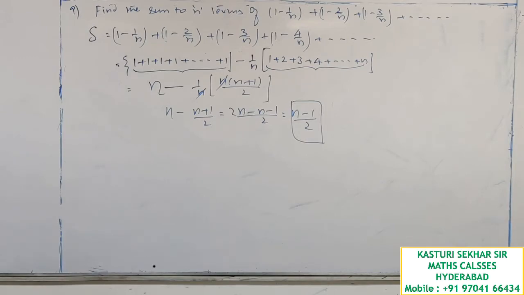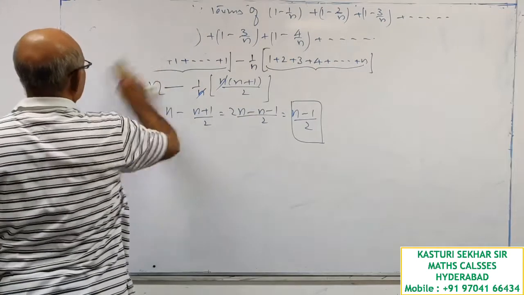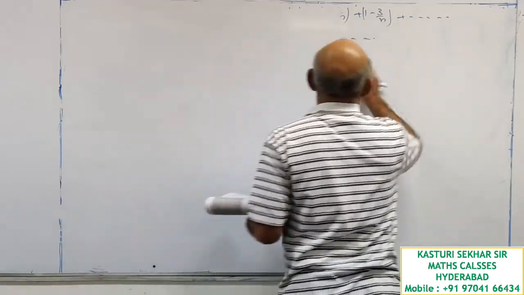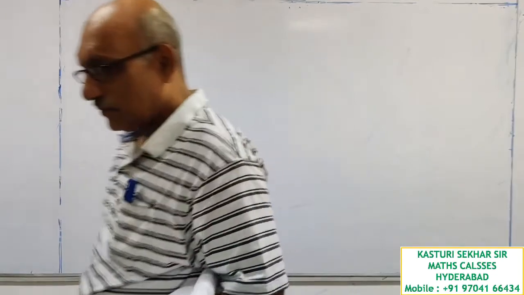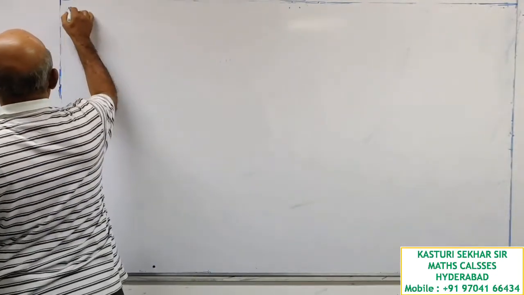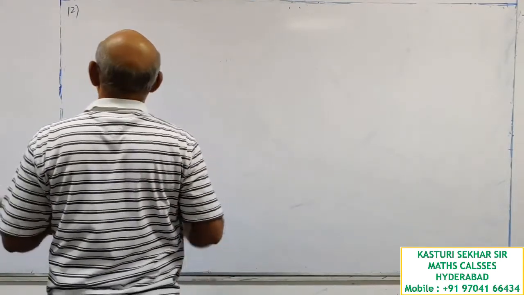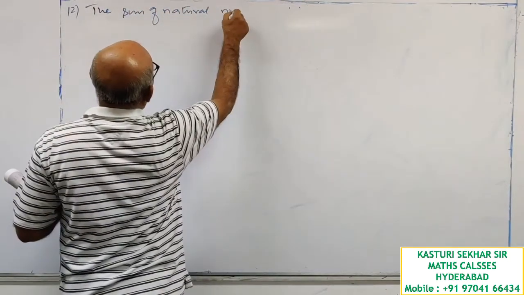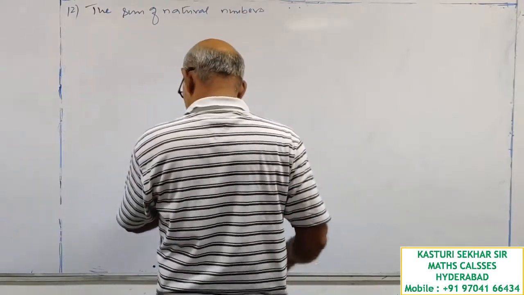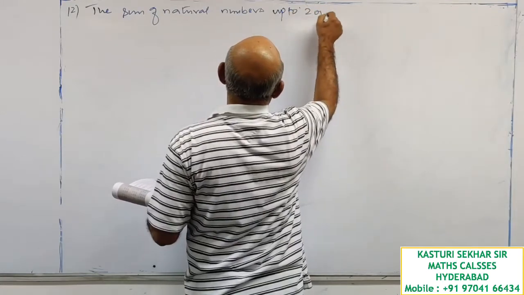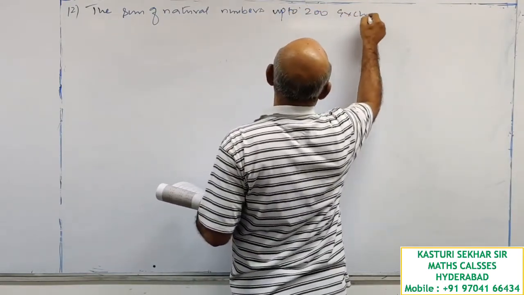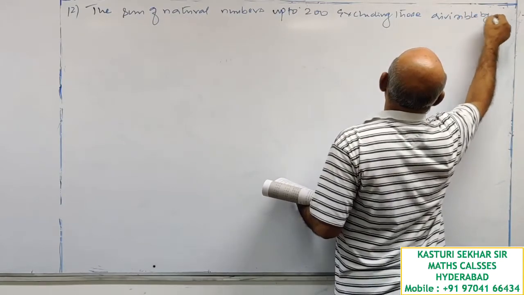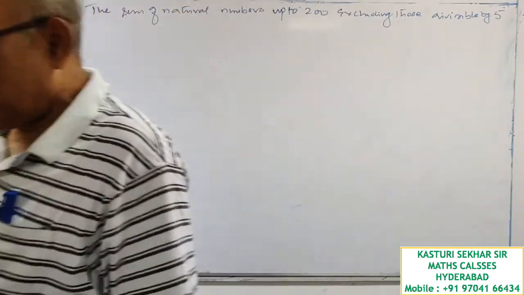Look at the next, the 12th question. The sum of natural numbers up to 200, excluding those divisible by 5.